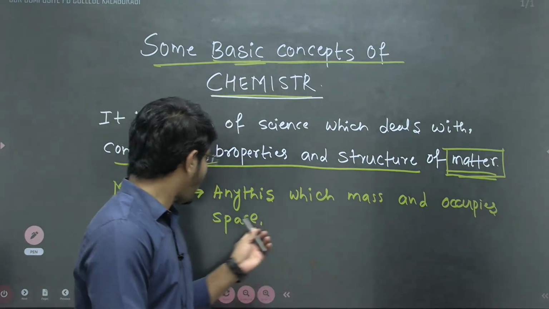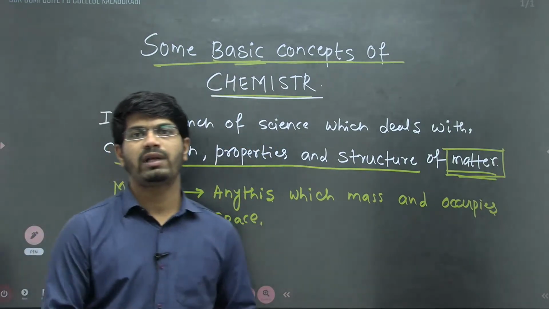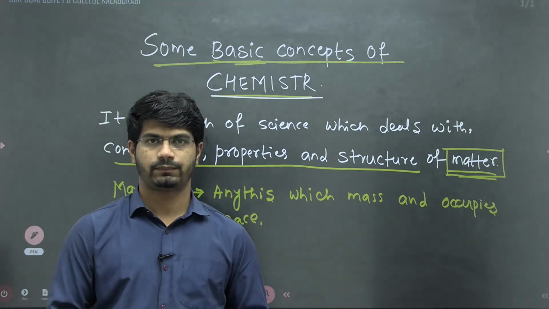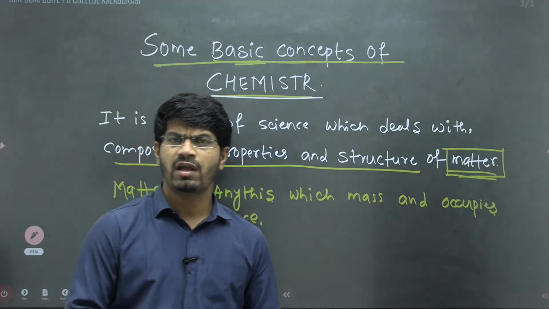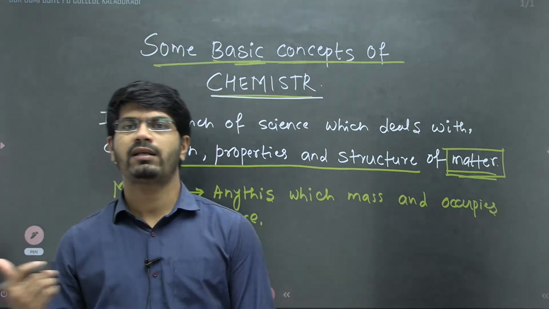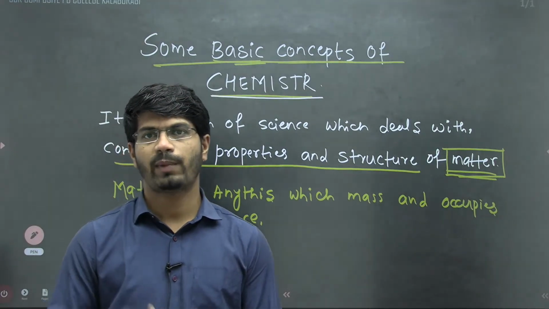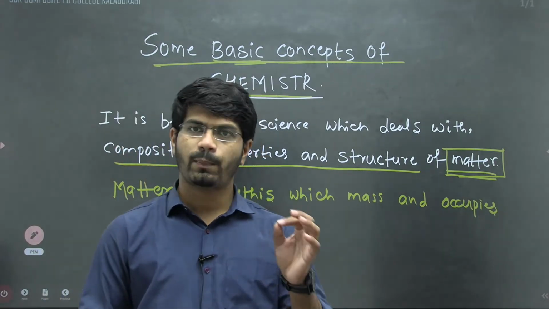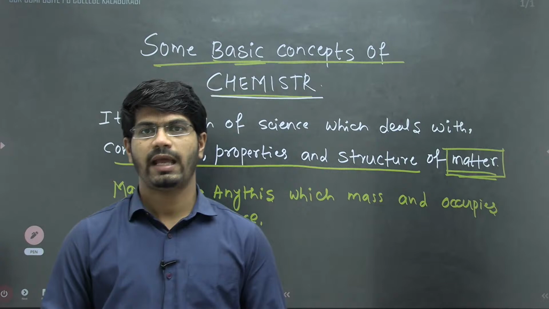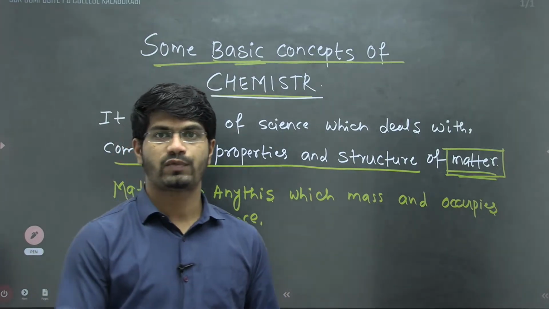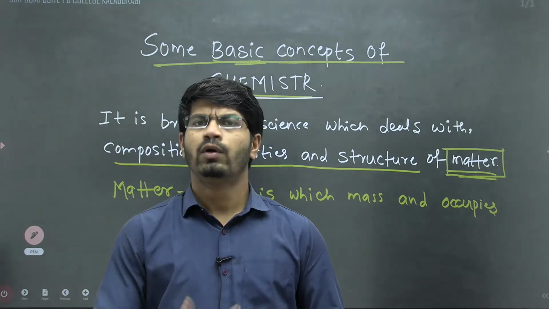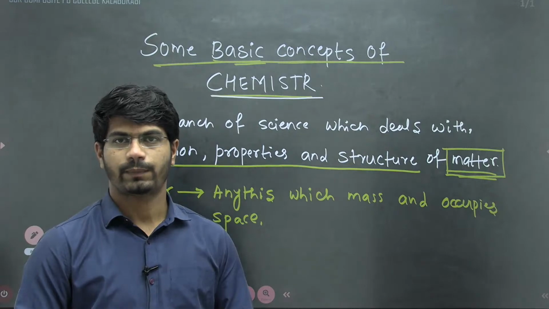And this matter is made up of only 118 elements. Only 118 elements, and we have billions of matters around us. It is made up of only 118 elements. We'll come across what the elements are made up of in the future chapters.